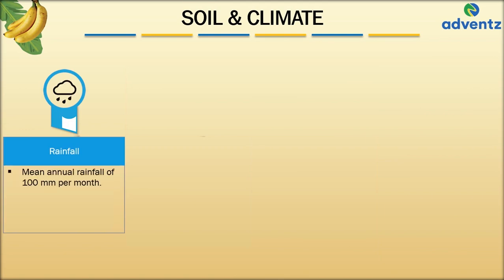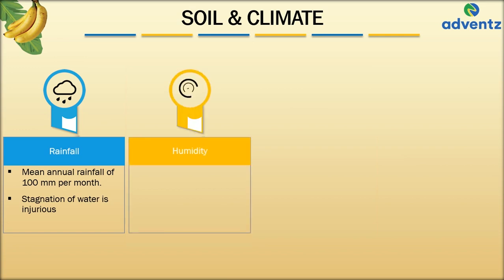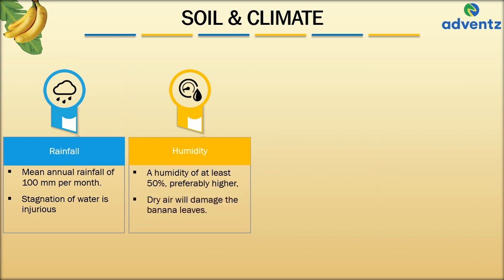The next part of climate is rainfall. Banana requires a mean annual rainfall of 100 mm per month. Stagnation of water is injurious and may cause diseases like Panama wilt. Humidity. A humidity of at least 50% or higher is recommended since the banana plant is native to hot and humid parts of the world. Dry air will damage the banana leaves.